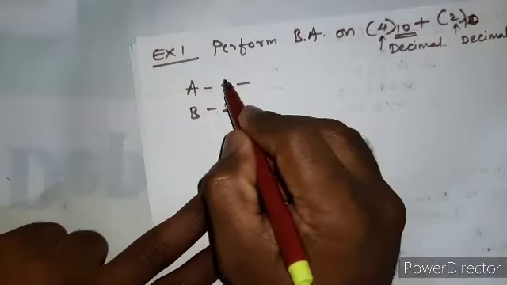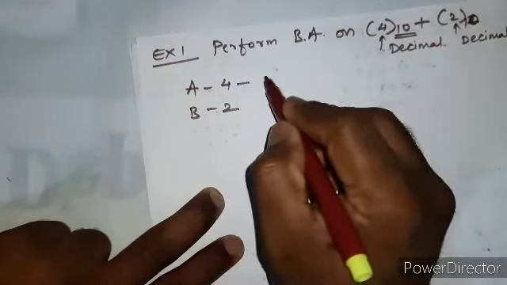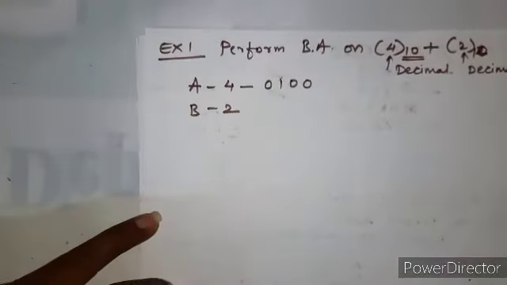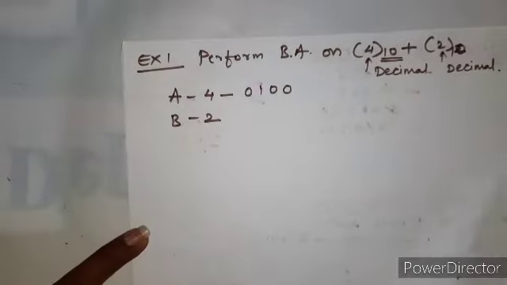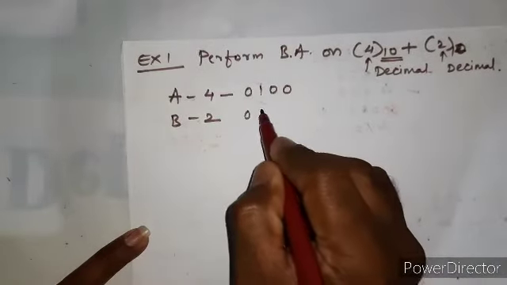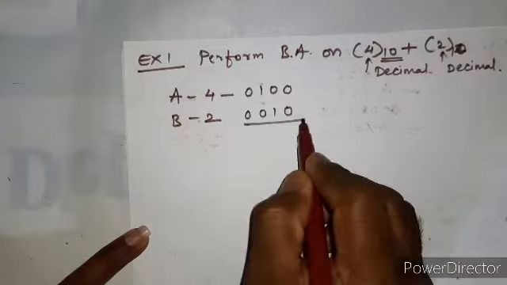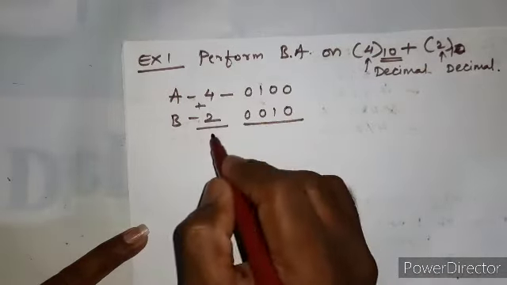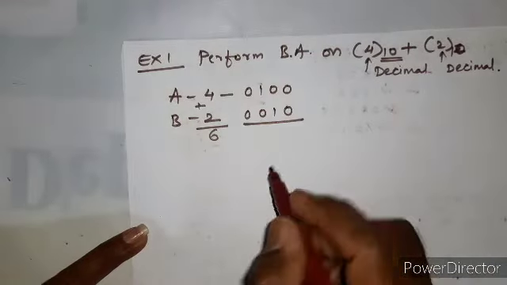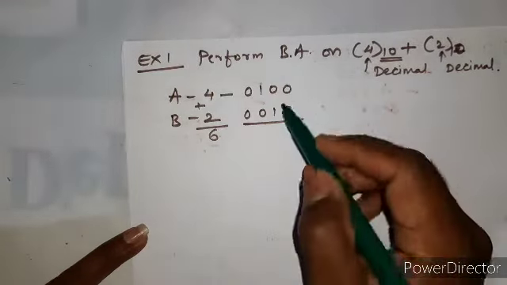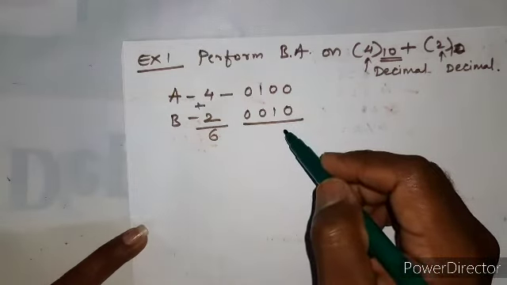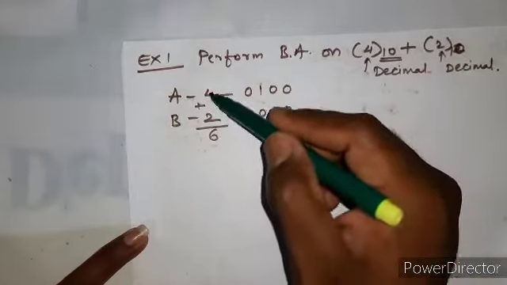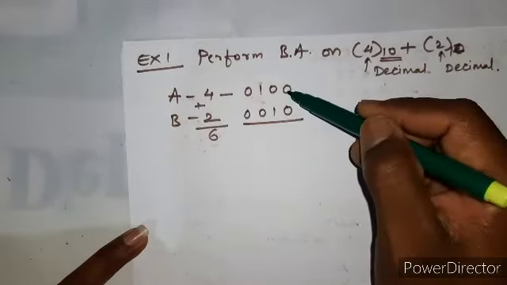So 4, a decimal number, has binary equivalent 0, 1, 0, 0, and 2 has binary equivalent 0, 0, 1, 0. If you perform this in decimal, 4 plus 2 is 6. Now let us see what result we get when we add these numbers bitwise. Here we added directly, but now we are adding bitwise.